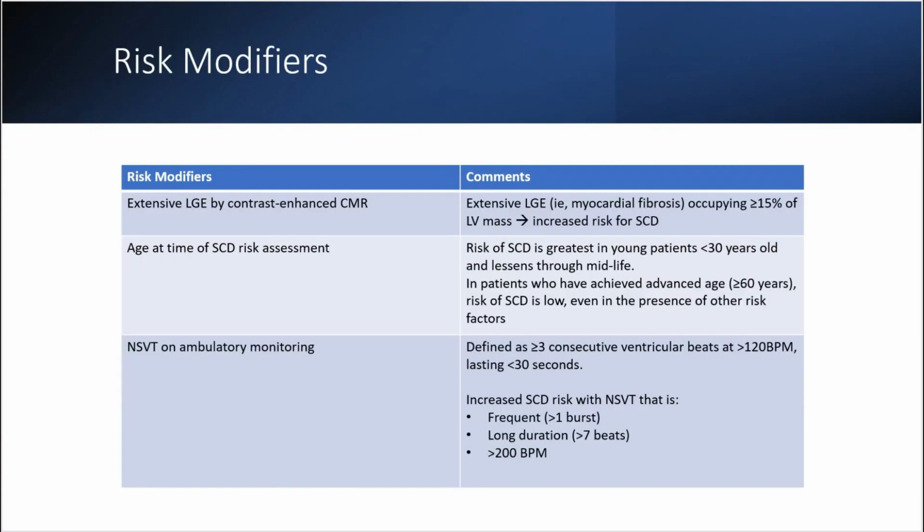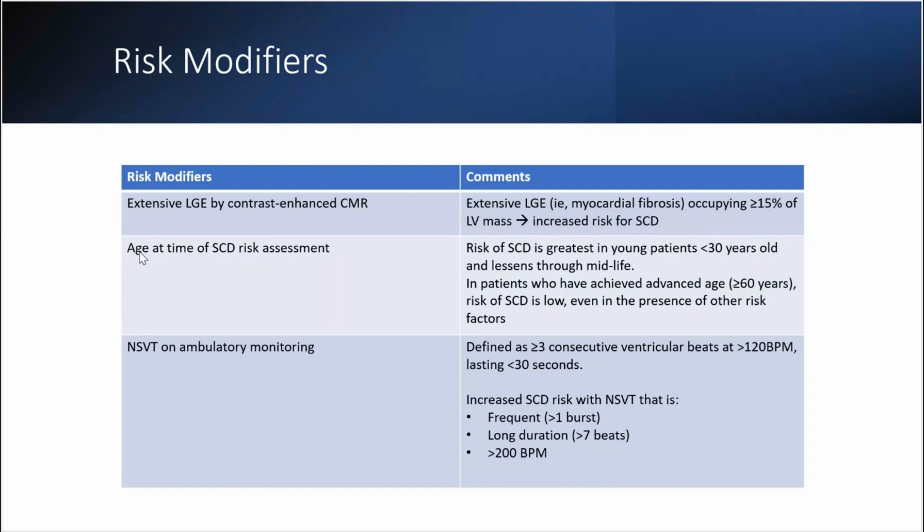These are risk modifiers that increase risk of sudden cardiac death in patients with hypertrophic cardiomyopathy. With the presence of these modifiers, an ICD should be considered. These include extensive late gadolinium enhancement by contrast-enhanced cardiac MRI, and LGE indicates myocardial fibrosis, and that is significant if there is greater than or equal to 15% of the LV mass.